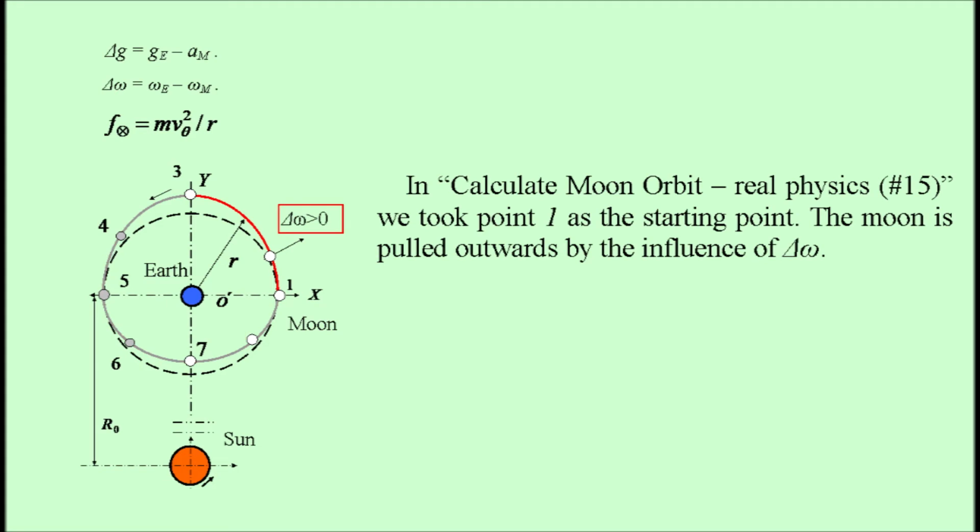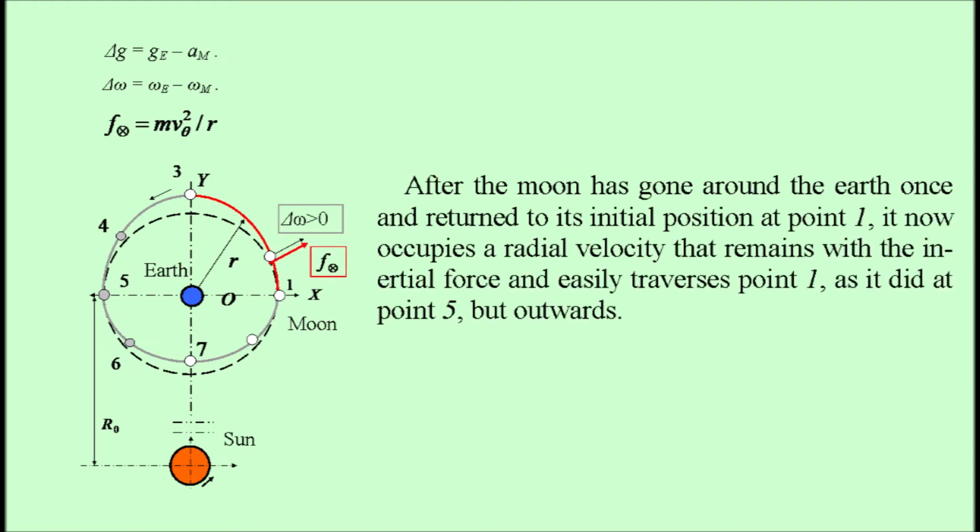In Calculate Moon Orbit, Real Physics, number 15, we took point 1 as the starting point. The Moon is pulled outwards by the influence of delta omega. After the Moon has gone around the Earth once and returned to its initial position at point 1, it now occupies a radial velocity that remains with the inertial force and easily traverses point 1, as it did at point 5, but outwards.